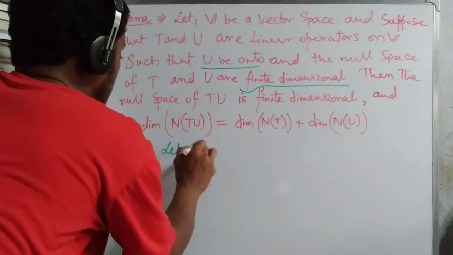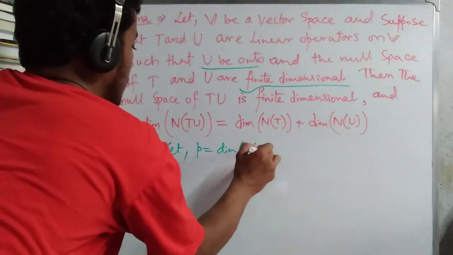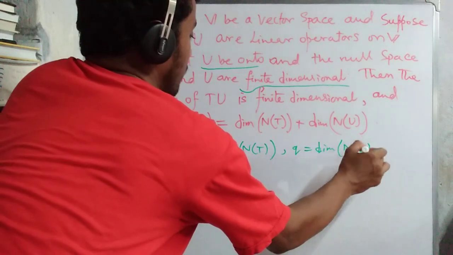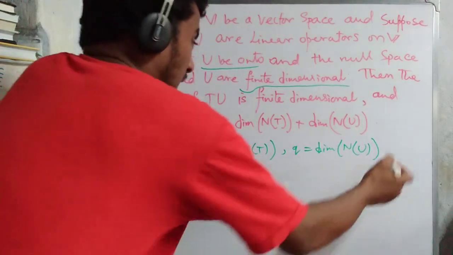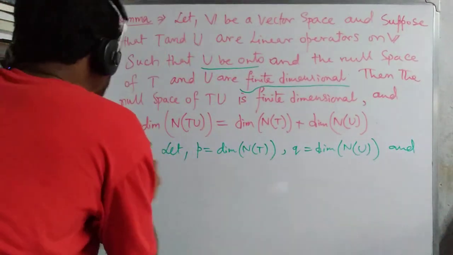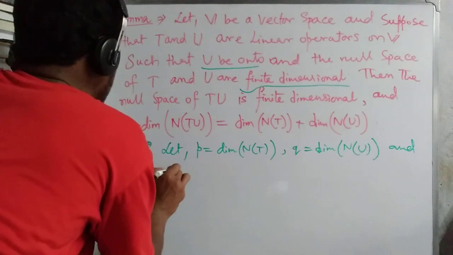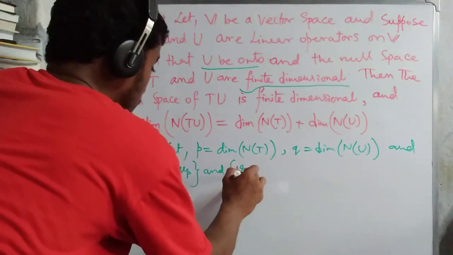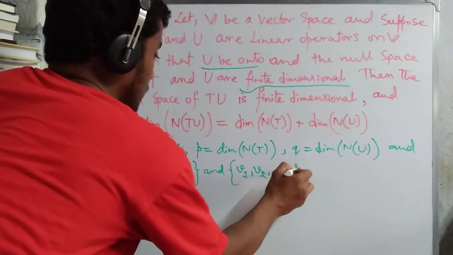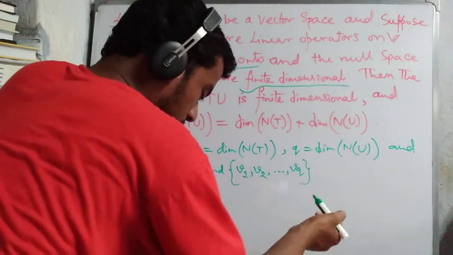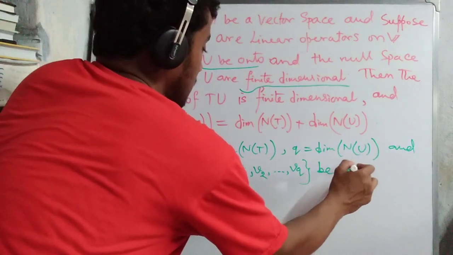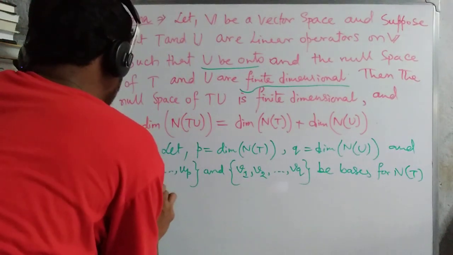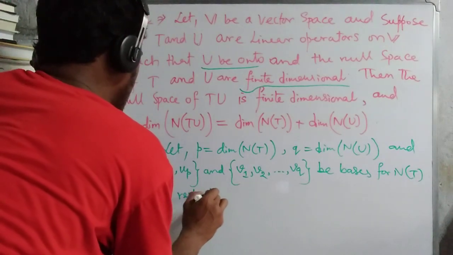Let p equal to the dimension of N(T), and q equal to the dimension of N(U), and here u1, u2, ..., up and v1, v2, ..., vq are the bases for N(T) and N(U) respectively.